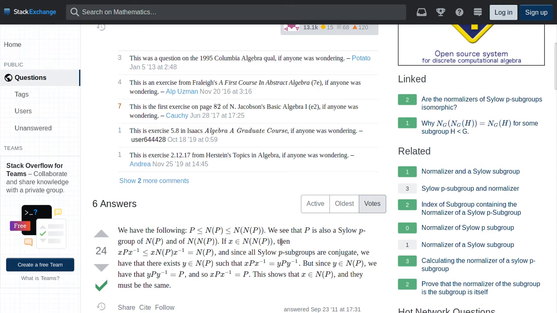But Sylow P groups are all conjugate. So we can take a y from the normalizer of P, and say that the conjugate with respect to y is going to be equal to the conjugate with respect to x, because they're all conjugate. And if you're taking something from the normalizer of P, it means y inverse is going to be P, right? Thus making xPx inverse to be P, thus showing that x is in the normalizer of P.